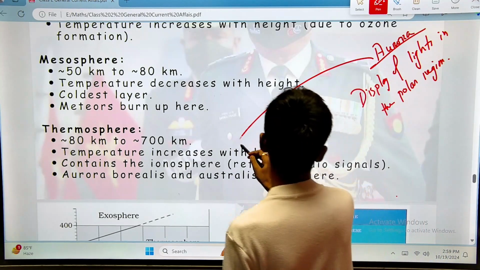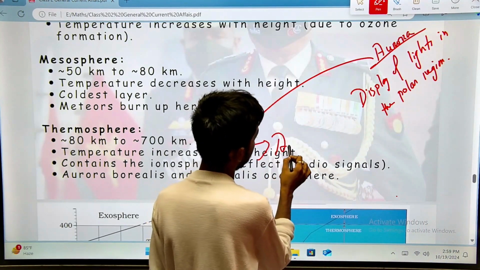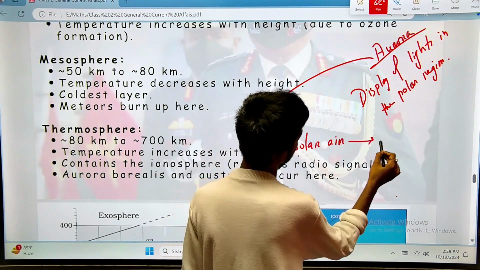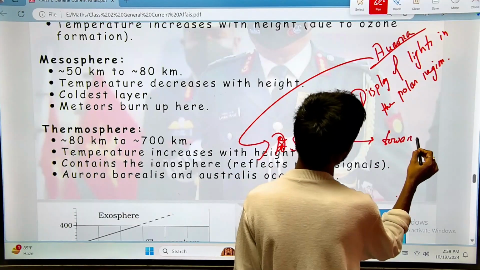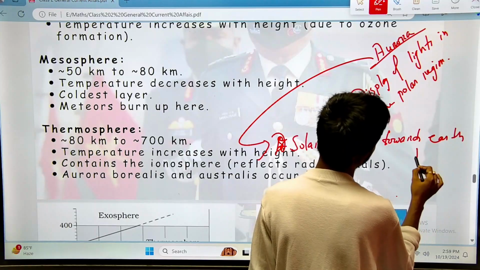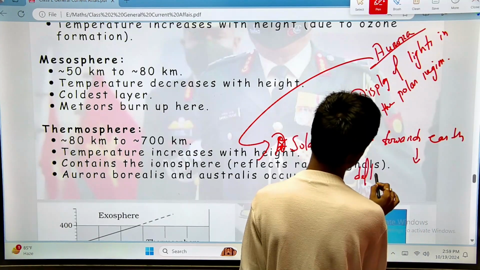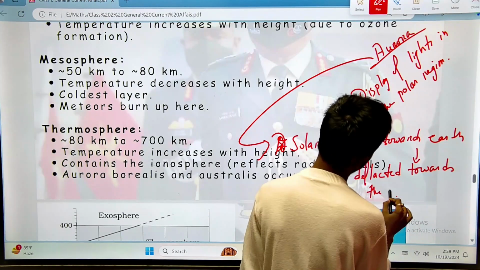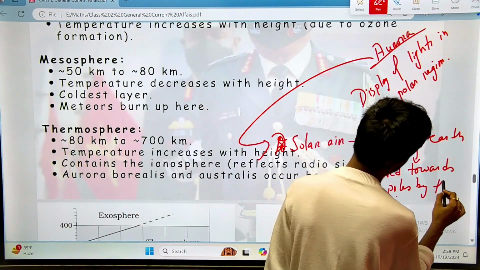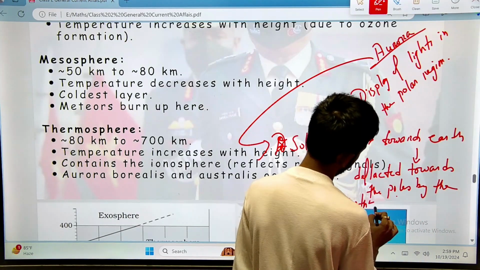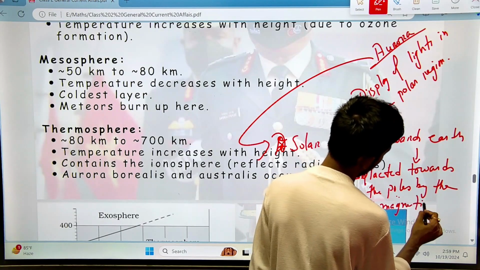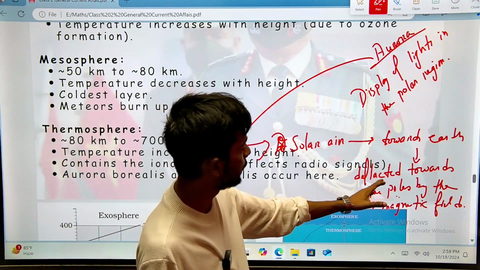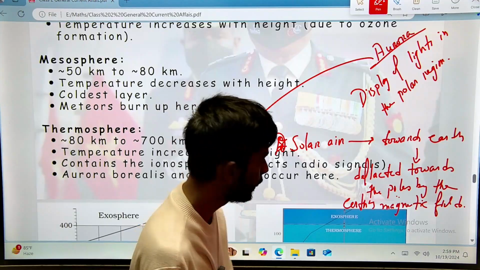The question is why does this happen? Because the solar wind that comes towards the earth is deflected towards the poles by the earth's magnetic field. So when the solar wind comes towards the earth, it is basically deflected towards the poles by the earth's magnetic field.